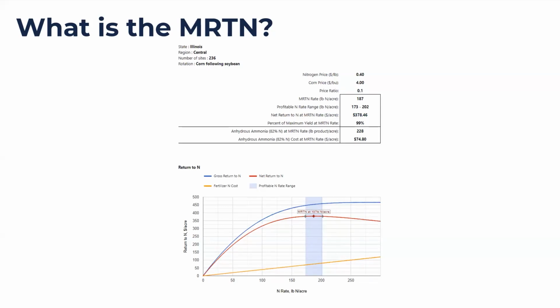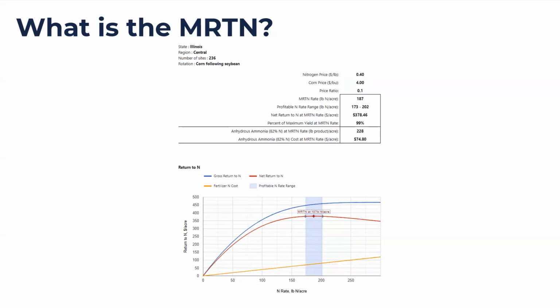So we have a nitrogen recommendation in Illinois. It's called the Maximum Return to Nitrogen. It's an online calculator, so farmers can go into this calculator, they can enter their region, they can enter their crop rotation, and they can enter a nitrogen price and a corn price. And then based on the research data from farms in Illinois, from the University of Illinois research farms, it'll output this graph, which is their maximum return to nitrogen graph. So this is basically what I was talking about earlier.